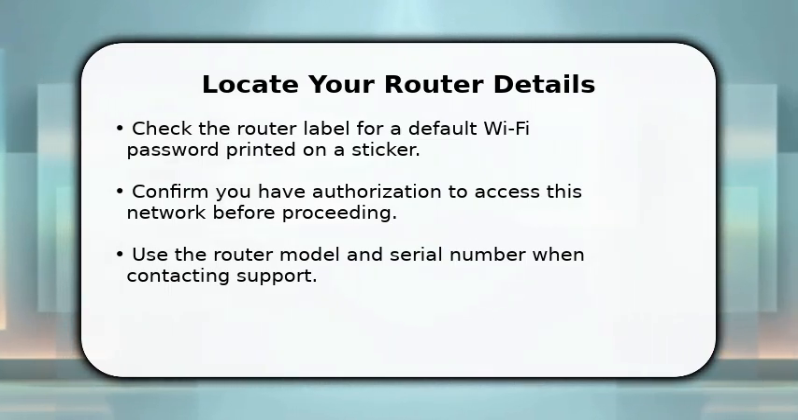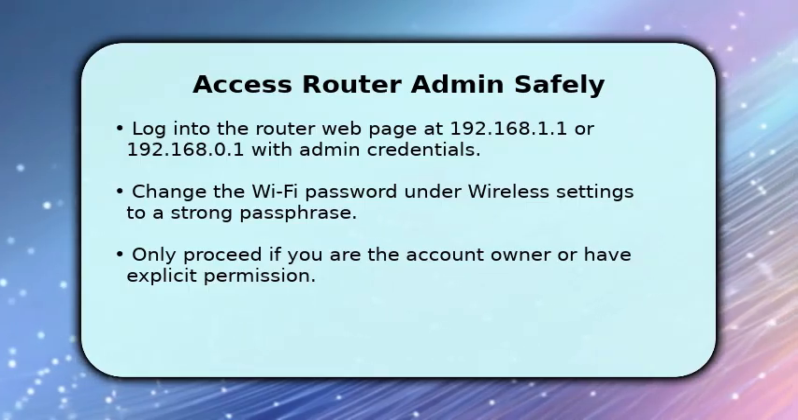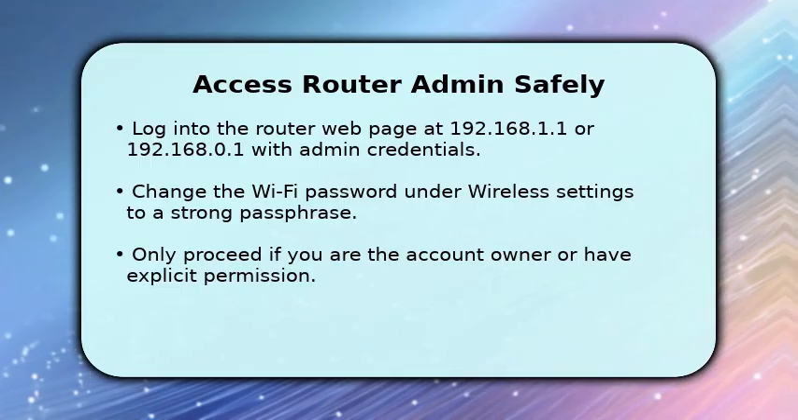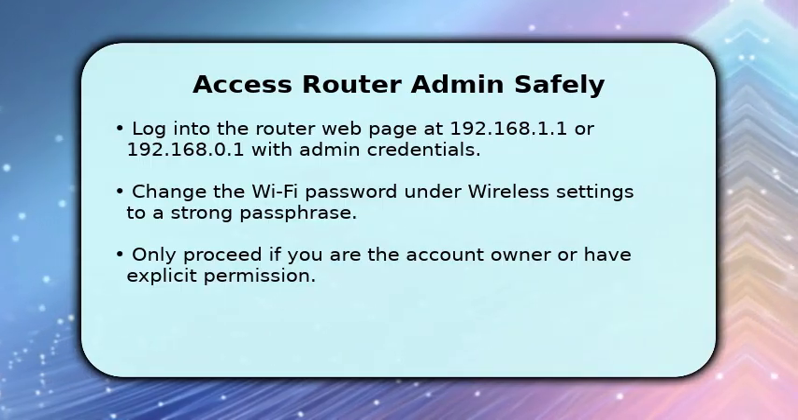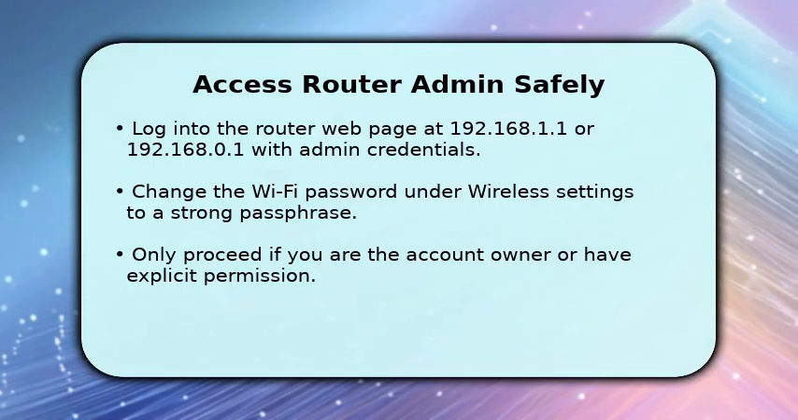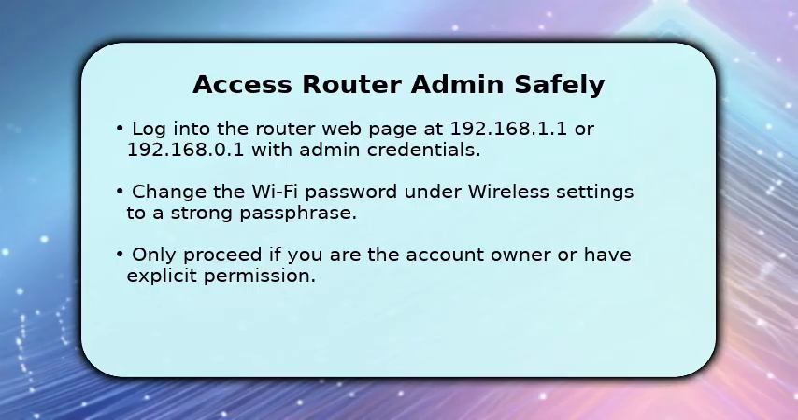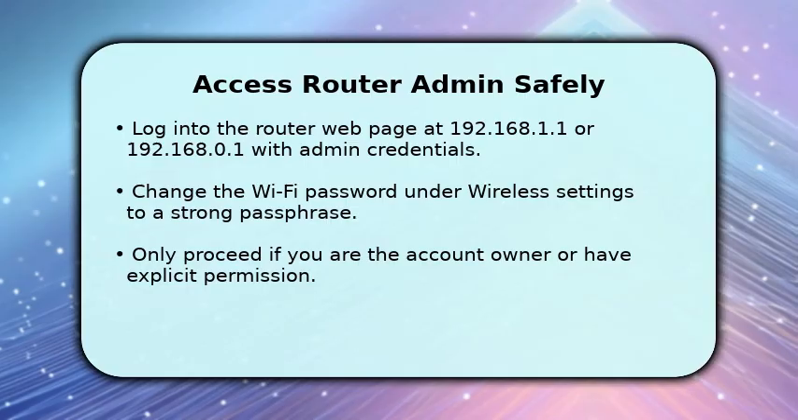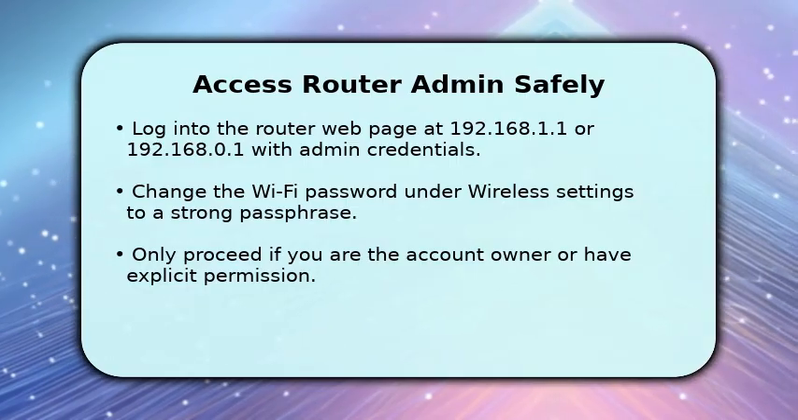Open a browser and enter 192.168.1.1 or 192.168.0.1 to reach the admin console. Log in with the admin username and password printed on the router label. Navigate to wireless or Wi-Fi settings and locate the passphrase or pre-shared key field.